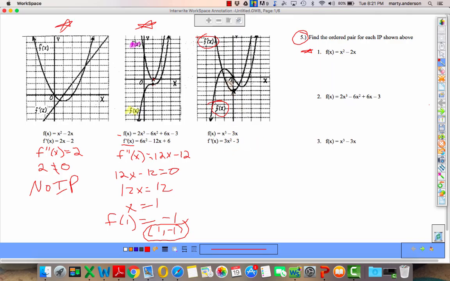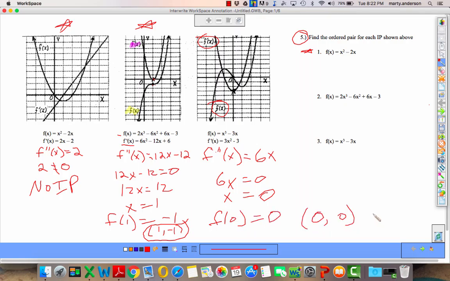Last one, here's my original function. Take the derivative; the inflection point turns into a turning point. Take the derivative of the derivative, the second derivative, 6x. Set that equal to 0, 6x equals 0, x equals 0. My inflection point is at, plugging it into the original function, f of 0 equals 0, and I get (0, 0) for the inflection point.